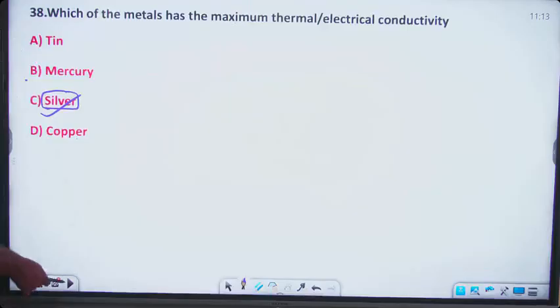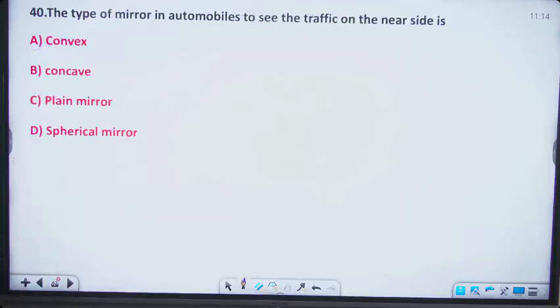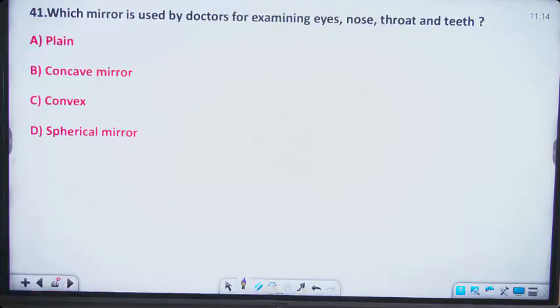So here the answer is silver. Next, a bad thermal conductor, or else you can even say a good insulating material: glass. The type of mirrors in automobiles to see the traffic on the near side, convex or concave? Convex mirror. It is used as a rear view mirror or else a side view mirror.